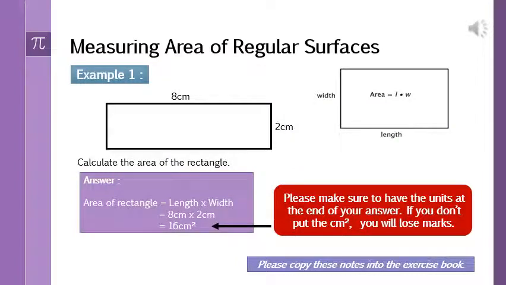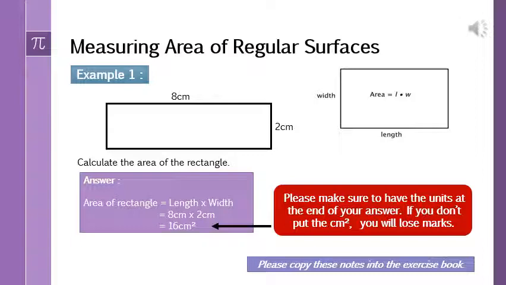Now, we will go into the examples. Example 1. Calculate the area of rectangle. Still remember the formula for area of rectangle? Length times width. The length for this rectangle is 8 centimeter. The width is 2 centimeter. Now, the most important part, the calculation part. Make sure when you do calculation for area, you must write the formula before you start multiplying the numbers.